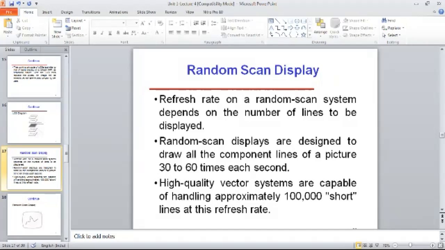And the rate at which these lines change on the screen is 30 to 60 times in a second. High quality vector systems are capable of handling approximately 1 lakh short lines at this refresh rate. So at this refresh rate, the screen is handling 1 lakh short lines. So this is the speed.